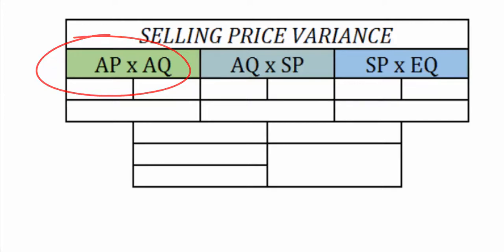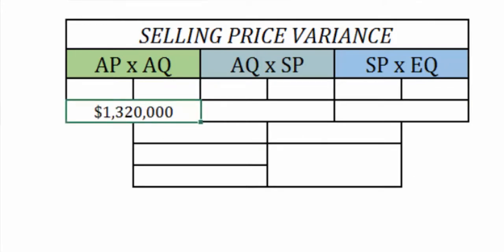And if you think about that for a minute, that's what really happened, right? The actual quantity that we sold times the actual price that we received for those units is going to give us our actual revenue. Our actual revenue was $1,320,000. Now remember, we sold an actual quantity of 12,000 units, and in the last video, we divided the $1,320,000 of revenue by the 12,000 units and got an average actual selling price of $110 per unit. So this green box on the left is representing what really happened.